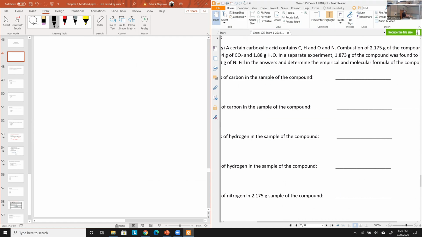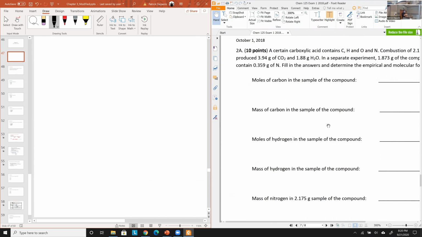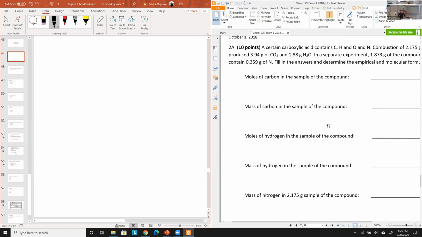A certain carboxylic acid contains carbon, hydrogen, oxygen, and nitrogen. Combustion of 2.175 grams of the compound produces 3.94 grams of CO2. So you can write this information down. 3.94 grams of CO2, 1.88 grams of H2O, and that's it.